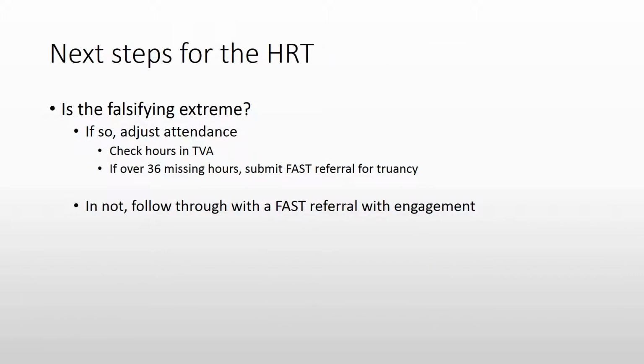All right, at this point, the homeroom teacher needs to decide what steps they want to take. If the falsifying is extreme, so it's halfway through the semester, there should be at least 20, 30 hours of work, and the student has 2 hours of work, something like that, where it's a super, super extreme case, you might want to adjust attendance, which I'll talk about more in a second. But after you adjust attendance, you should double check what the total hours are in TVS. And if it's showing missing hours, then you would follow the normal steps for a truancy referral.